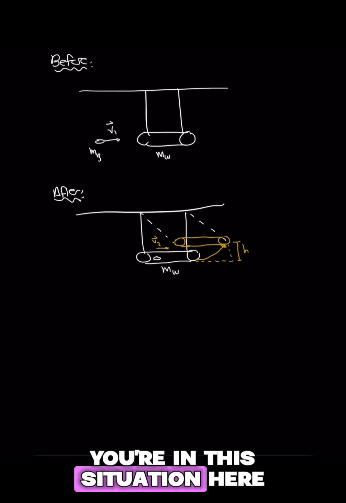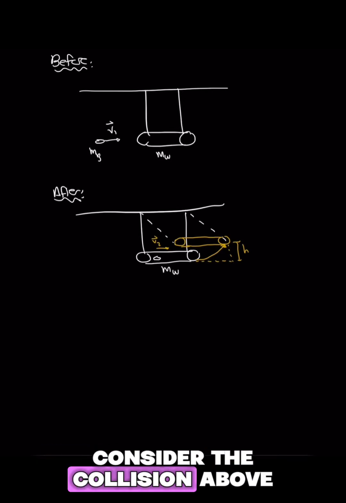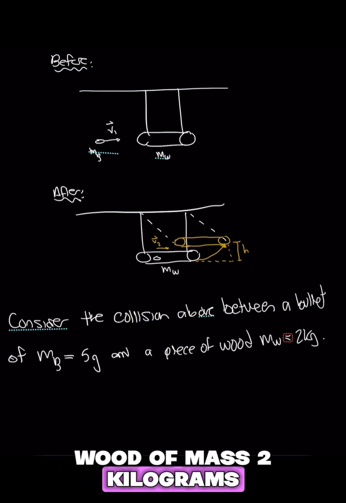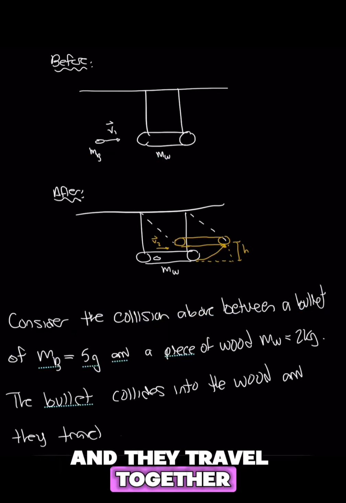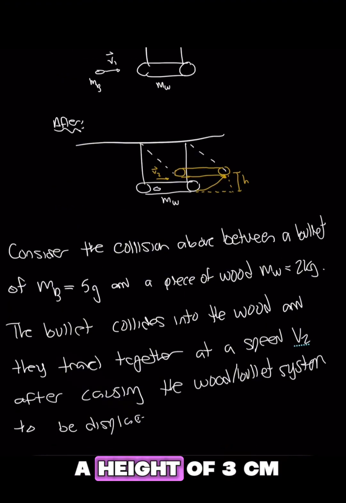Alright, so let's say in this situation here we have a collision between a bullet and a piece of wood. The question says, consider the collision above between a bullet of mass 5 grams and a piece of wood of mass 2 kilograms. The bullet collides into the wood and they travel together at a speed of v2 after the collision, causing the wood-bullet system to be displaced a height of 3 centimeters.